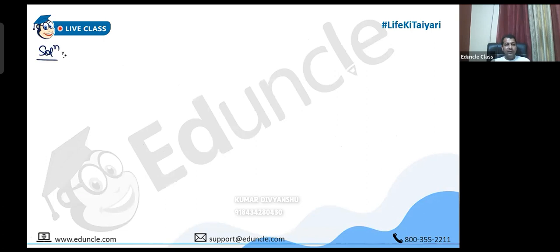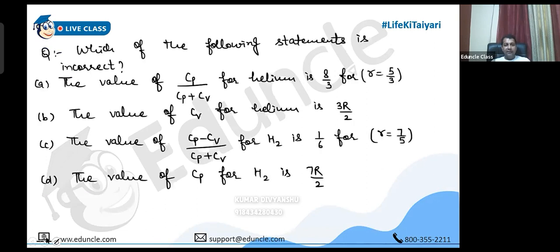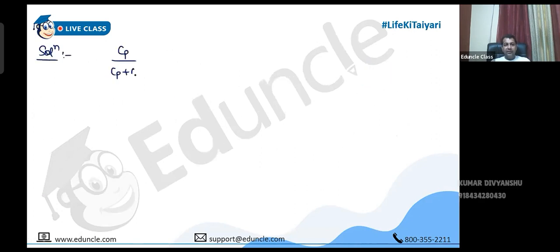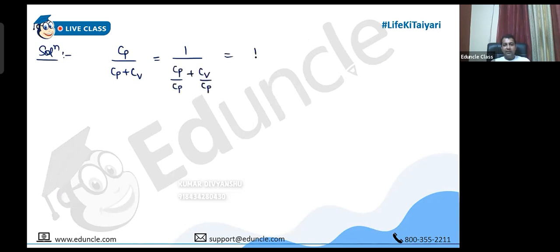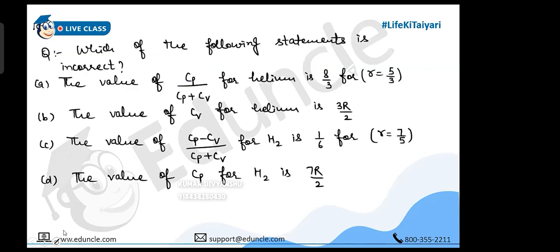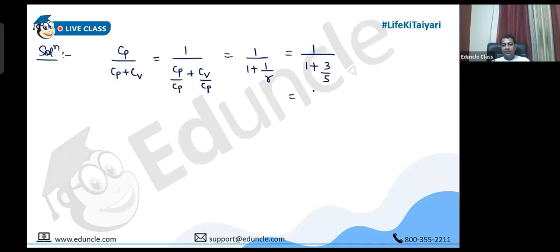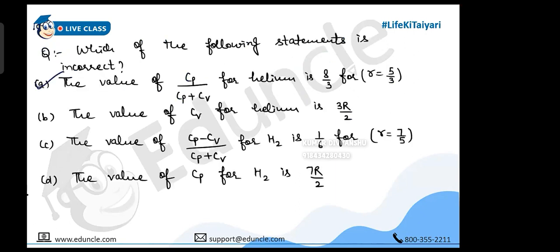See, for the first one, we need to calculate CP by CP plus CV, and gamma is given. So by using this gamma, we have to calculate its value, and we have to check whether it is coming out to be 8 by 3 or not. Okay. So CP by CP plus CV, can I write it as 1 by 1 plus CV by CP, that is 1 by 1 plus 1 by gamma? Yes, sir. And gamma is given to be 5 by 3, so 1 by gamma will become 3 by 5. So it will be 8 by 5, so the answer is 5 by 8. So it's wrong, na?